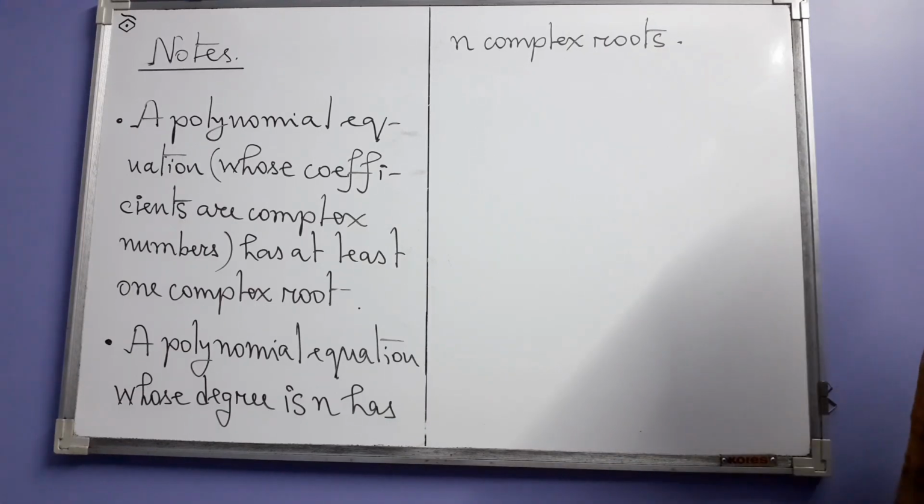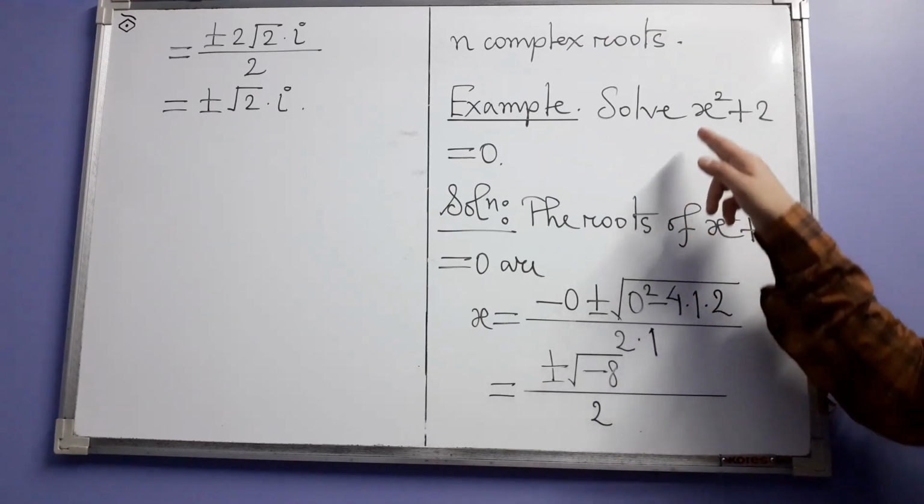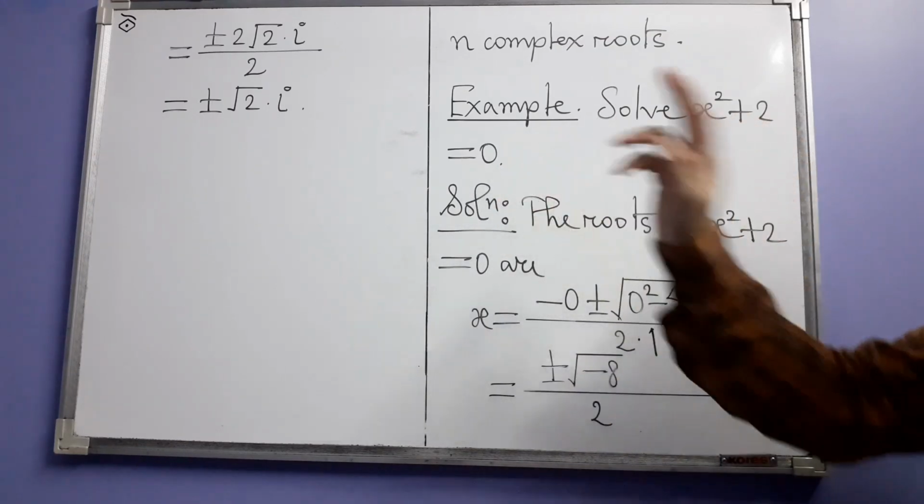Next, let us see the examples. So this is the first example. The equation here is x squared plus 2 equals 0.